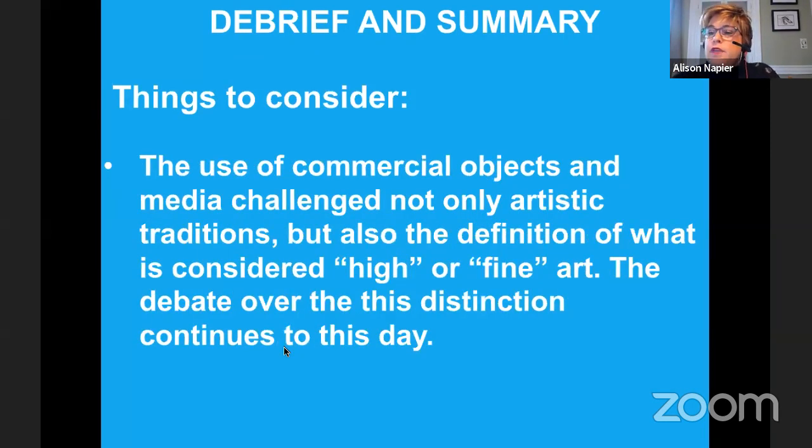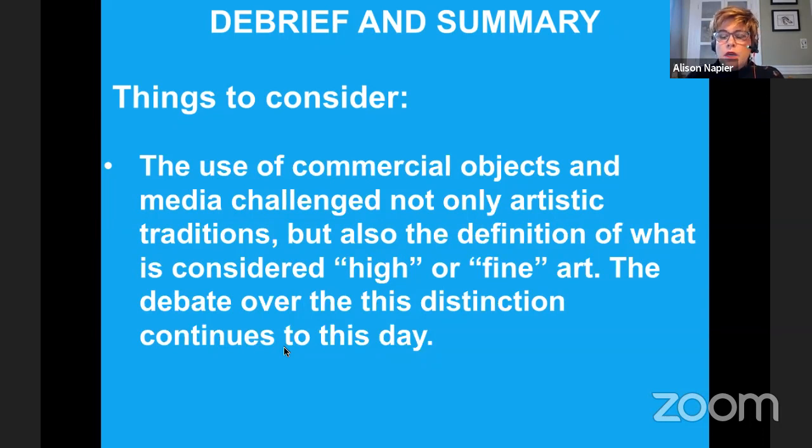The elevation of the everyday or consumer object to a form of high art challenged the notions of what art is and should be, and the definition of what art is and isn't has radically expanded over the 20th century and into the 21st, but this debate still rages today.